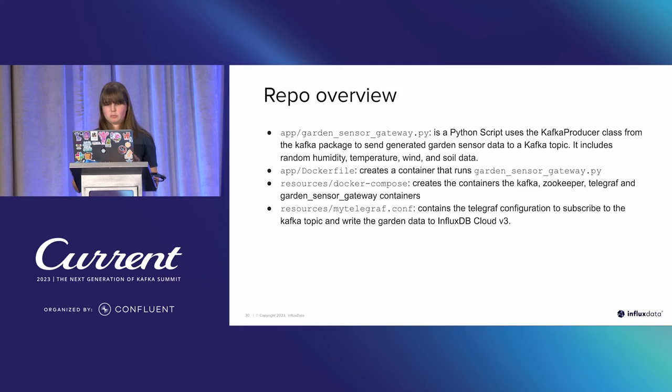The repo overview is super basic. The garden sensor gateway.py is the Python script that uses the Kafka producer class and generates the garden sensor data to the Kafka topic. It includes random humidity, temperature, wind, and soil data, some pretty common use cases for Influx. We have our Dockerfile, which creates and gets running that Python file. We also have the Docker compose, which creates our containers for Kafka, Zookeeper, Telegraf, and the garden sensor gateway. Basically, it gets everything up and running. And then finally, the Telegraf configuration file, which contains your credentials and begins to ingest data from the Kafka topic and write it into InfluxDB.